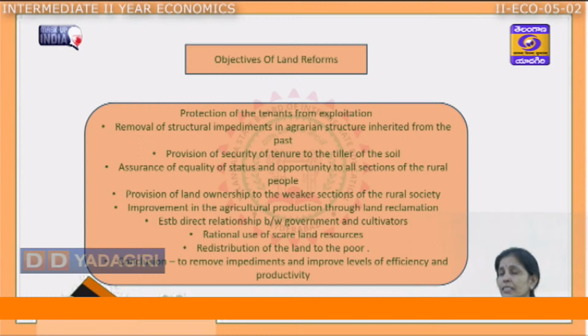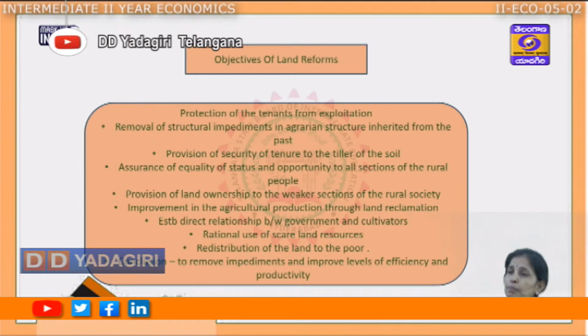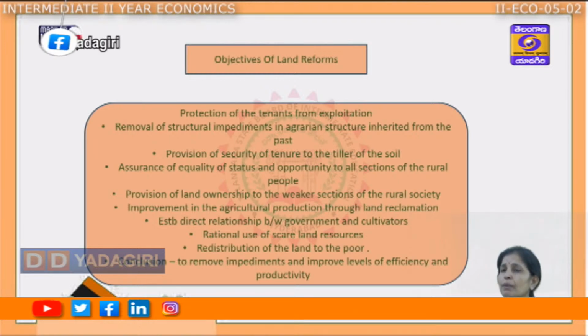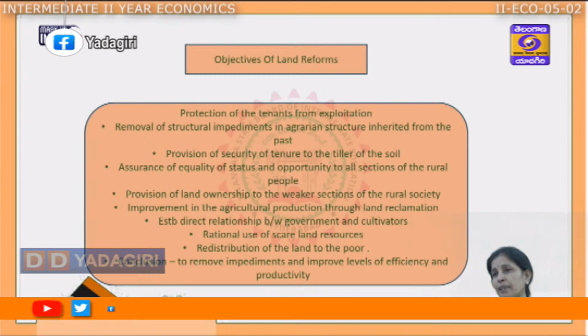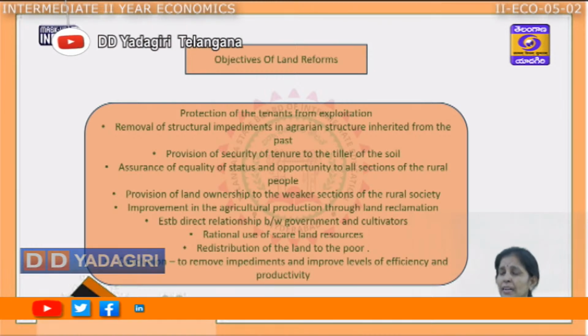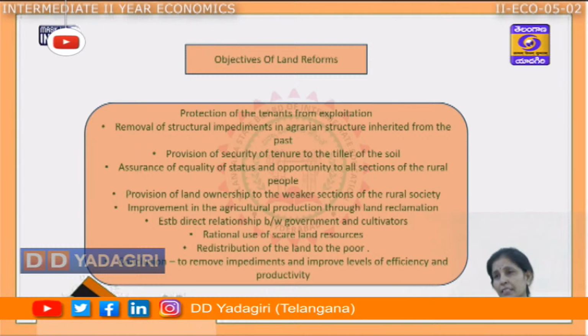The most important is protection to the tenants from exploitation. The main purpose of these reforms introduced by the government is for the interest of the farmers, to protect them from exploitation. The second one is removal of structural impediments in the agrarian structure which are inherited from the past. There are so many drawbacks and some of them have been inherited by us. So that has to be removed in our agriculture.